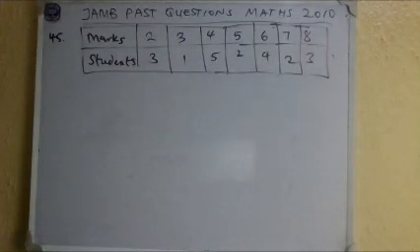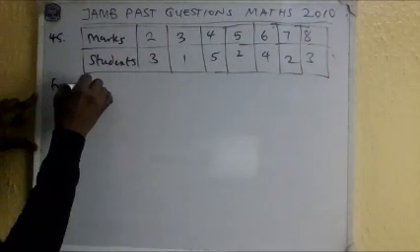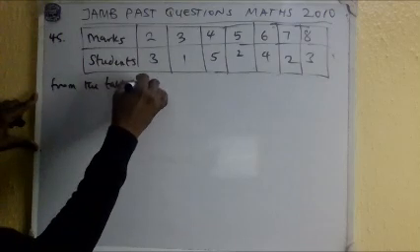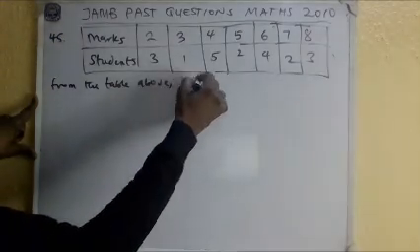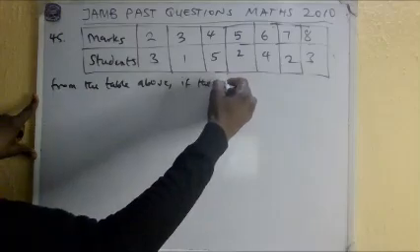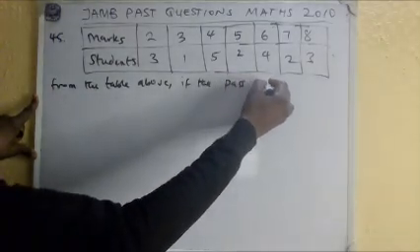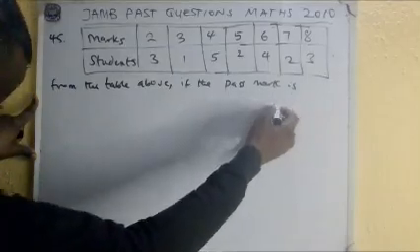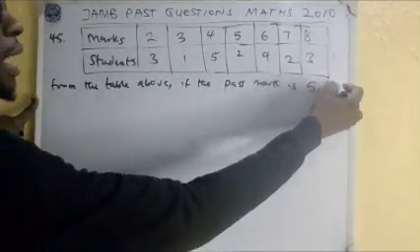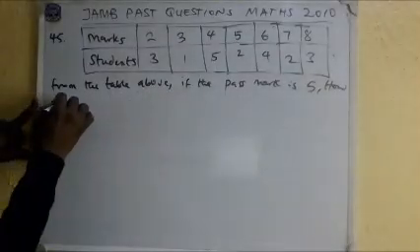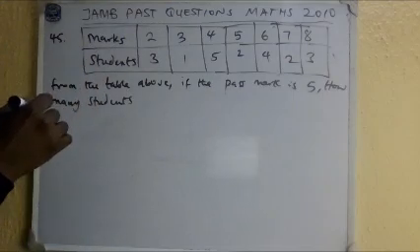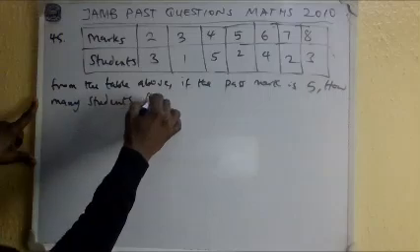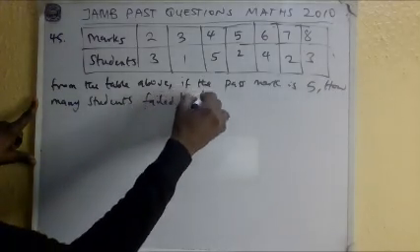So what the question says, from the table above, let me put it on the board. From the table above, if the pass mark is 5, how many students failed the test?